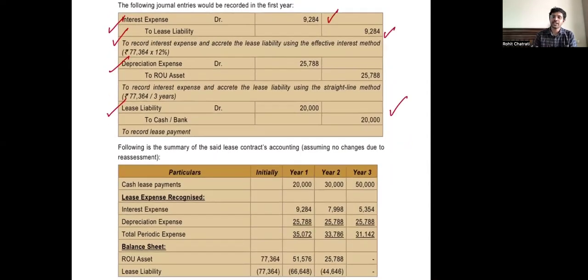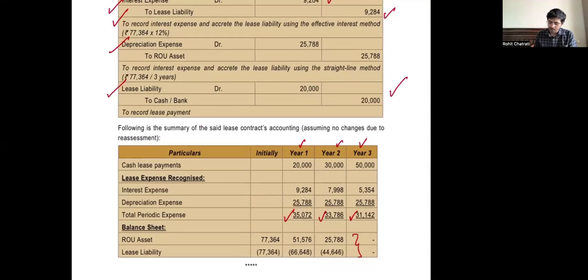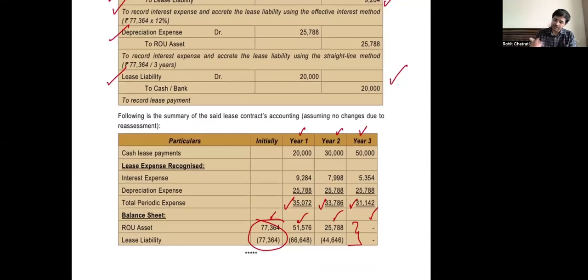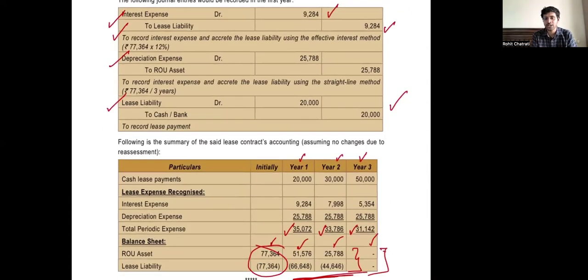They have also plotted the total periodic expense of 35,000, 33,000 and 31,000 for year 1, year 2 and year 3, and these are the values of ROU asset and lease liability at the end of year 1, end of year 2 and end of year 3. Initially ROU asset and lease liability are equal, but as time passes by their values actually diverge. But at the end of third year both ROU asset and lease liability are basically going down to zero. All right, so with that we are done with illustration number 30.